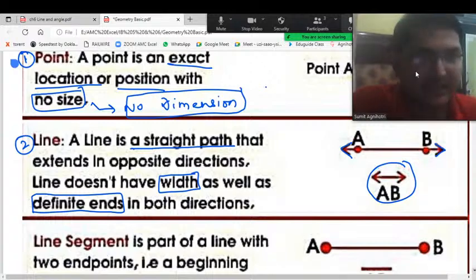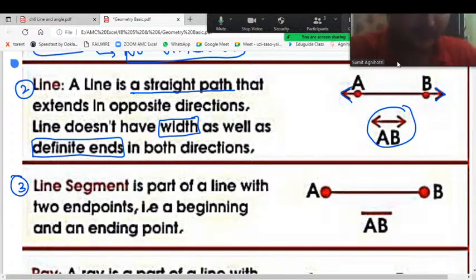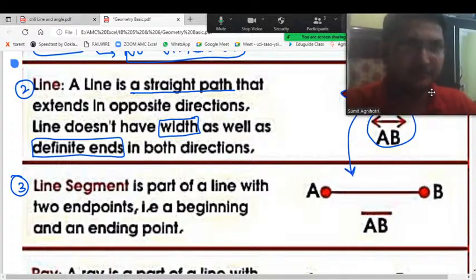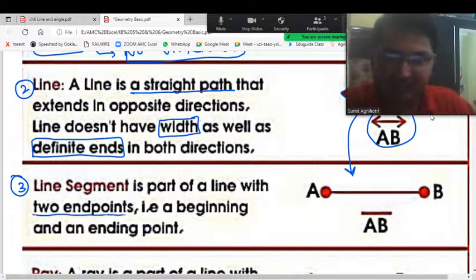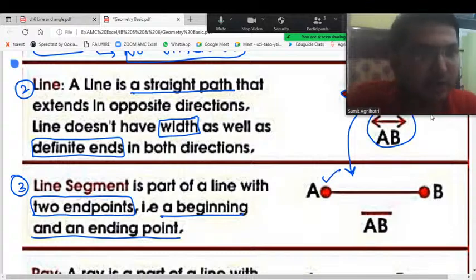Next is line segment. A line segment is a piece of line. We just consider a piece out of this line and we get a line segment. A line segment is a part of a line with both ends fixed, with two end points. That means a beginning and an ending point are both there with a line segment.